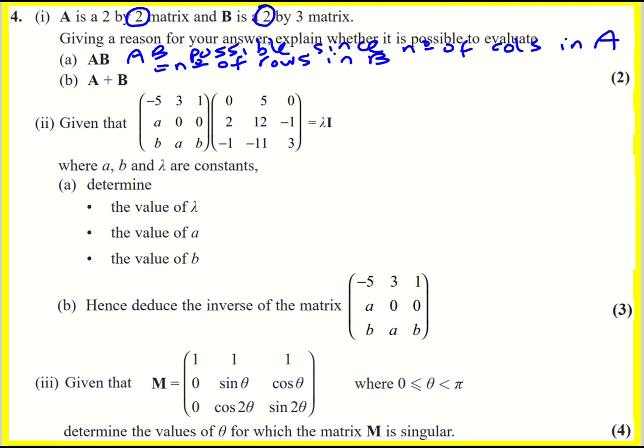A plus B: the only way you can ever add matrices is if they're the same size, and they're not here. So not possible, since A and B are different sizes or have different dimensions.